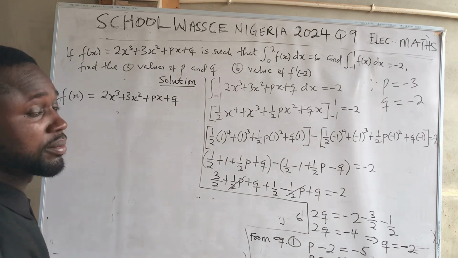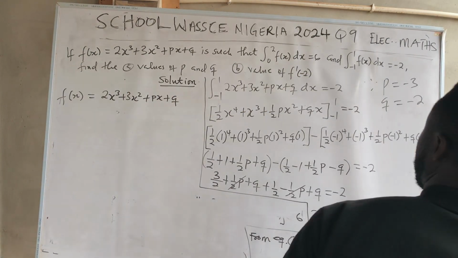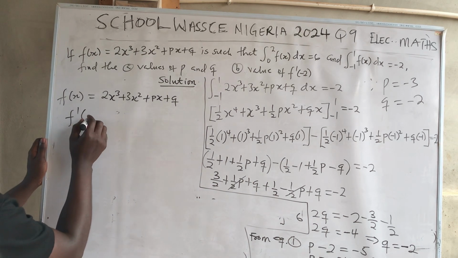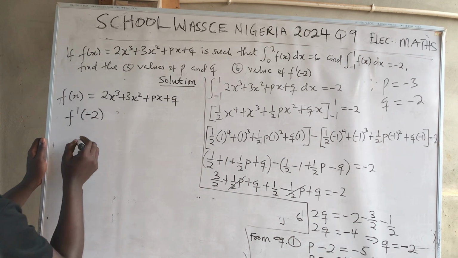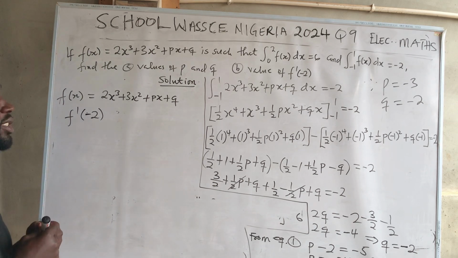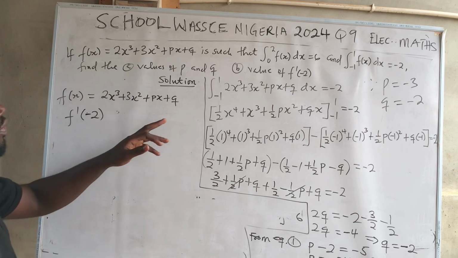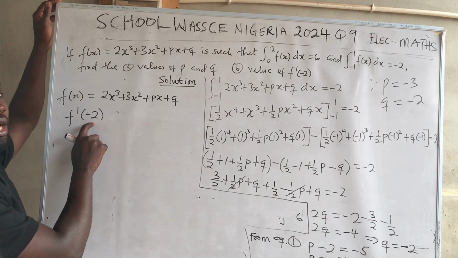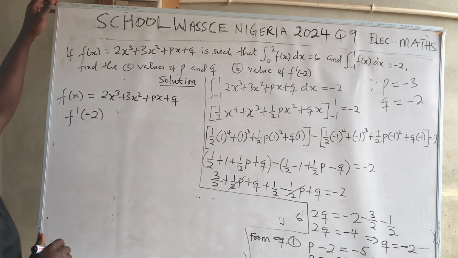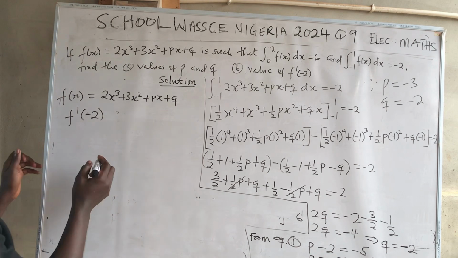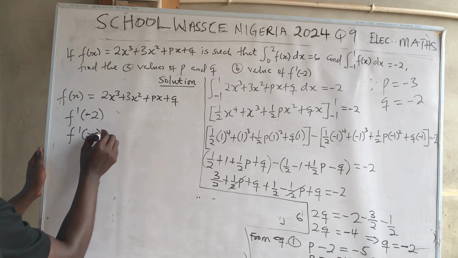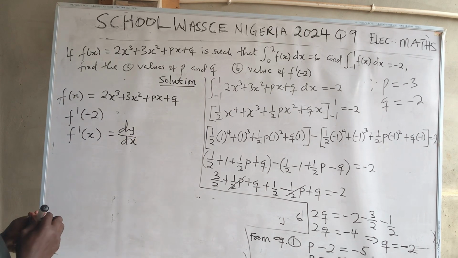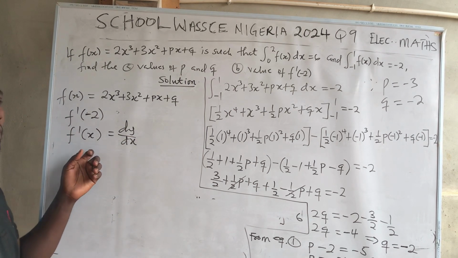Okay, here is okay. So now let's solve part B. Part B says that we should find the value of f prime of negative 2. First of all, we find f prime of x. Then what we do is substitute negative 2 into the function. So what is our f prime of x? Our f prime of x is the same as dy over dx, that is the first derivative of the function.